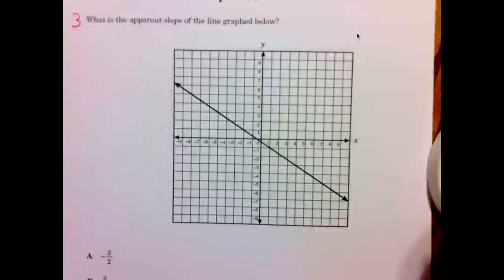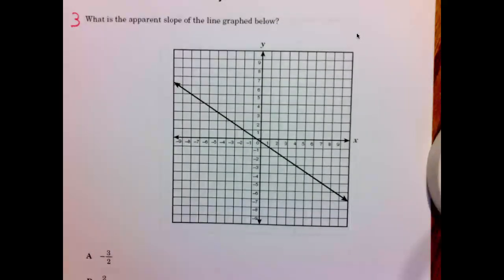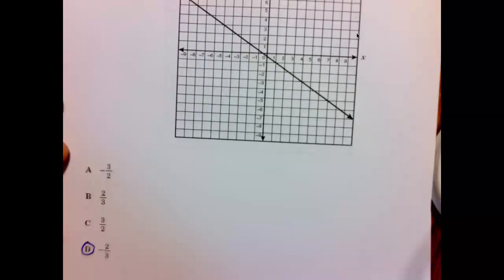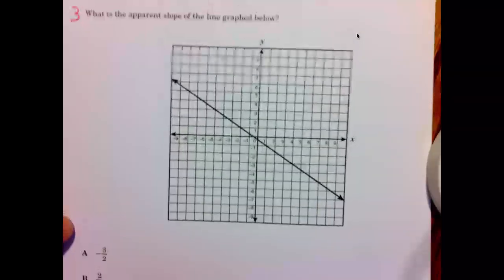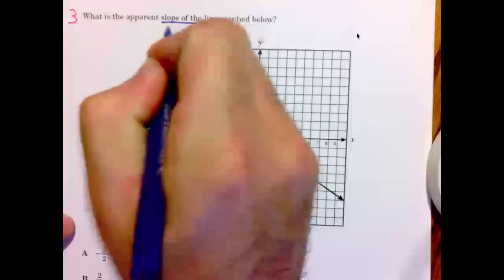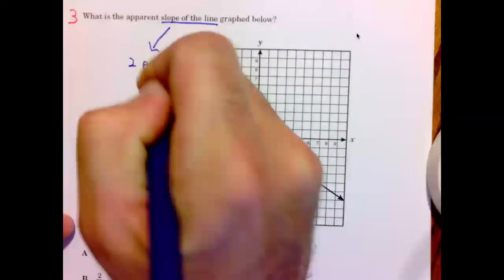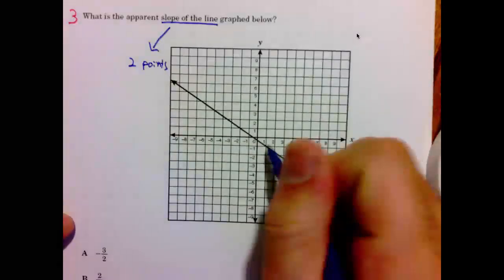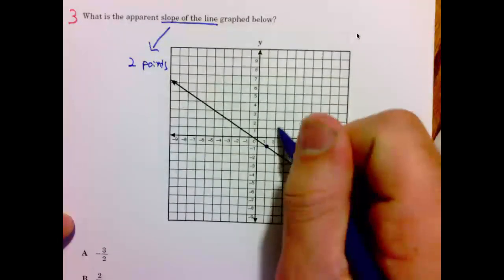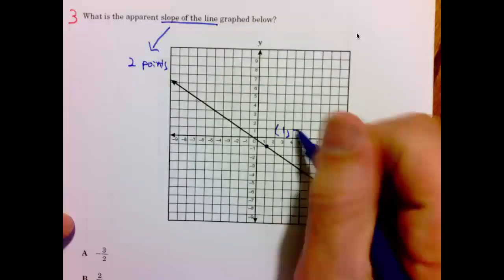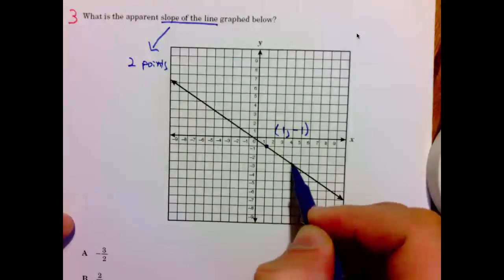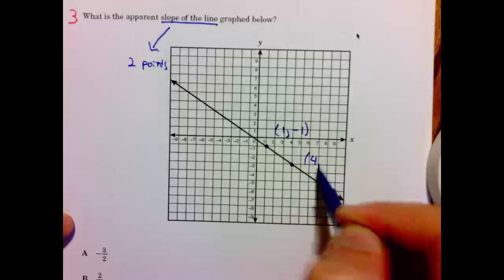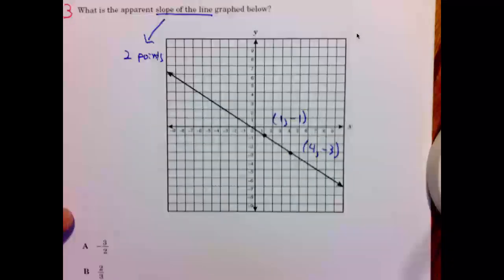Number 3, we worked in class. The answer was D, negative 2 over 3. I'll quickly review the procedure. To find the slope of a line, we need 2 points. We identified the points (1, -1) and (4, -3). From here, we have a couple ways we could find it.